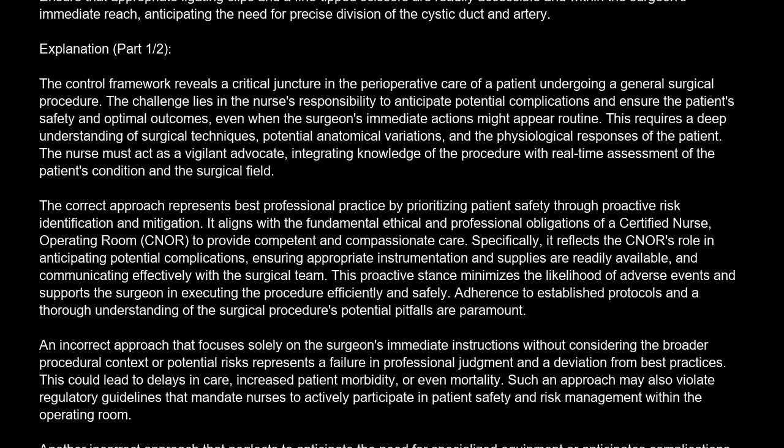The correct answer is D. Ensure that appropriate ligating clips and fine-tipped scissors are readily accessible and within the surgeon's immediate reach, anticipating the need for precise division of the cystic duct and artery.